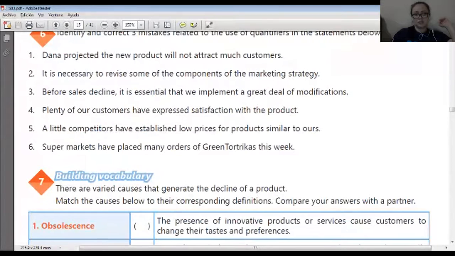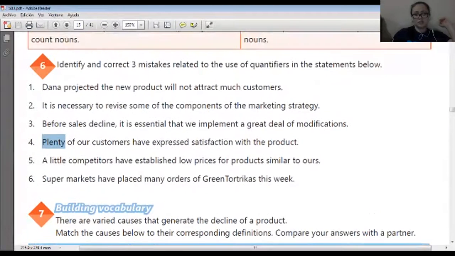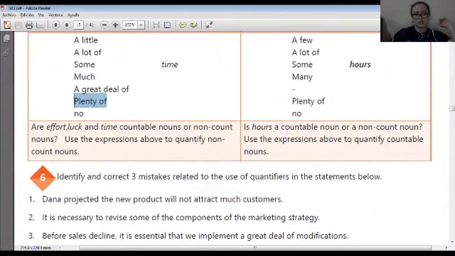So, plenty of our customers have expressed satisfaction. Sorry, hold on. Here you have to use something else: a lot of modifications, many modifications, etc. Very good. Plenty of our customers have expressed satisfaction with the product. Is it right? Yeah, because the customers are countable, so plenty is countable too. You can use plenty of with countables and uncountables. It's okay.